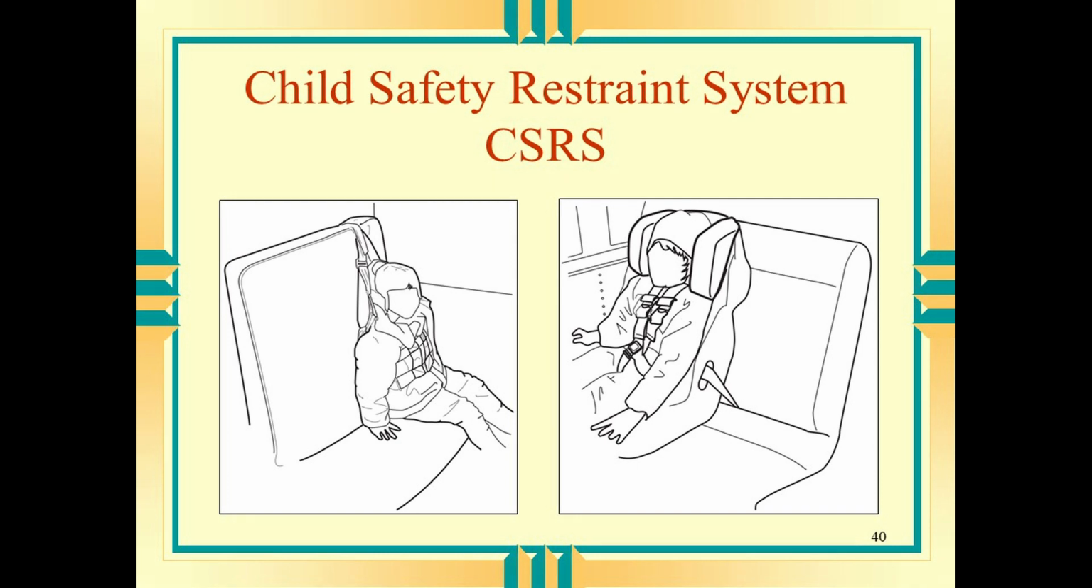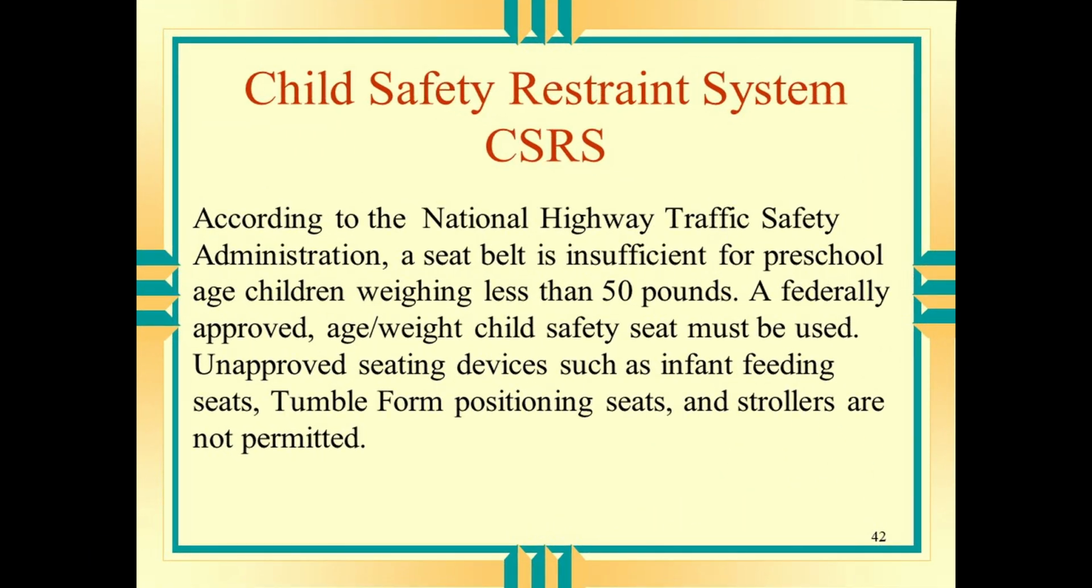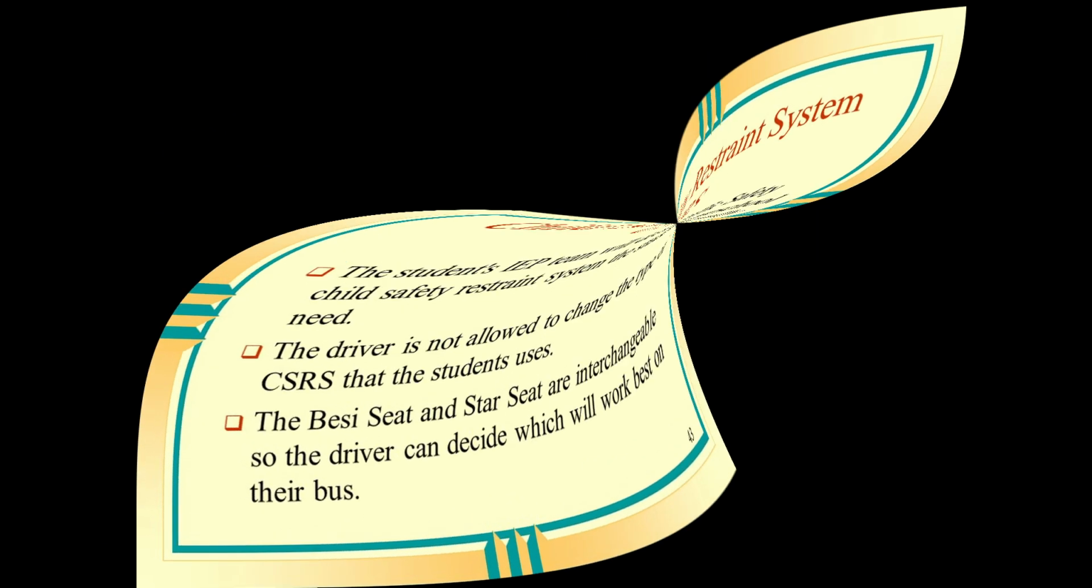In this section, we are going to go over the Child Safety Restraint System, better known as the CSRS. According to the National Highway Traffic Safety Administration, a seatbelt is insufficient for preschool-aged children weighing less than 50 pounds. A federally approved age and weight child safety seat must be used. Unapproved seating devices such as infant feeding seats, tumble form positioning seats, and strollers are not permitted.